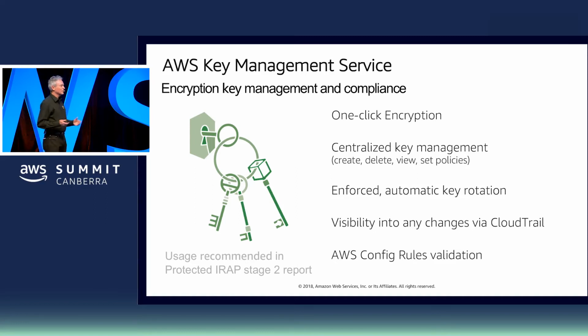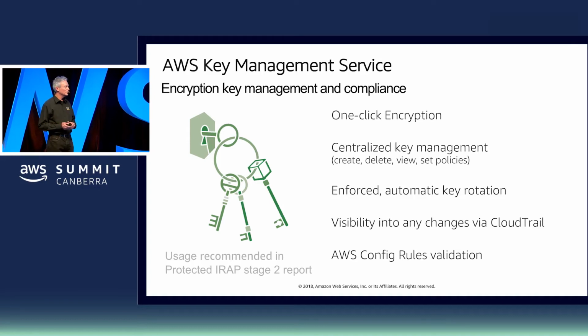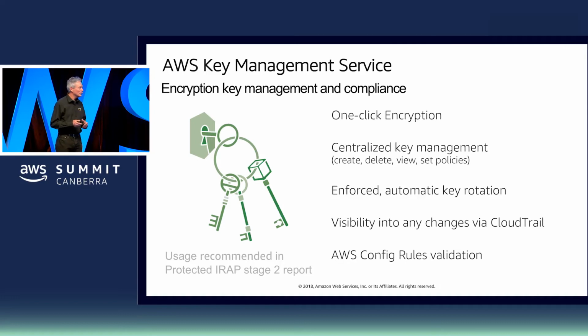Now, one of the services that was highlighted in the IRAP report to help with using all of those services was the AWS Key Management Service. This is a service we introduced way back in 2014, so it's been around for quite some time now. It's been through several iterations and additional features. And this was highlighted in the Protected Stage 2 IRAP report as an enabling control that you should use on all services that it integrates with when you want to do, say, a protected workload.